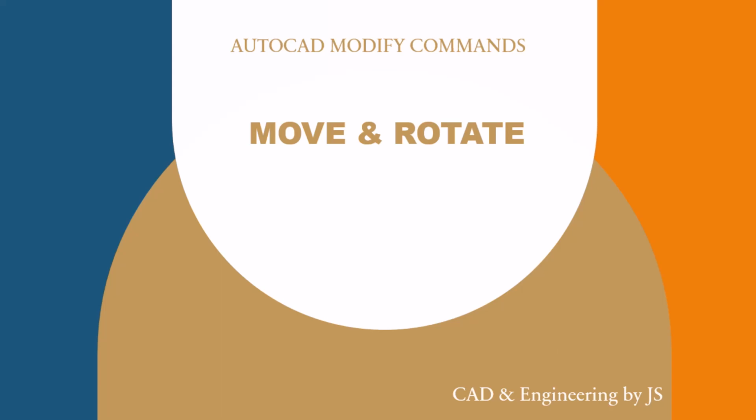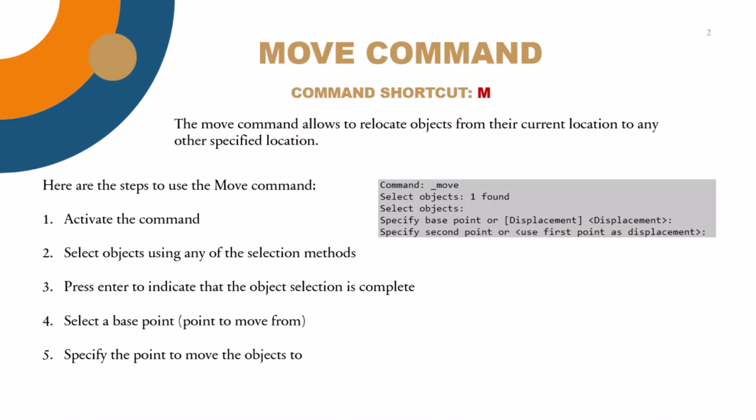Today we're going to review the move and rotate commands in AutoCAD. Let's start with the move command. The shortcut for this command is the letter M, and this command, as the name shows, is used to relocate or move objects from their current location to any other specified location.